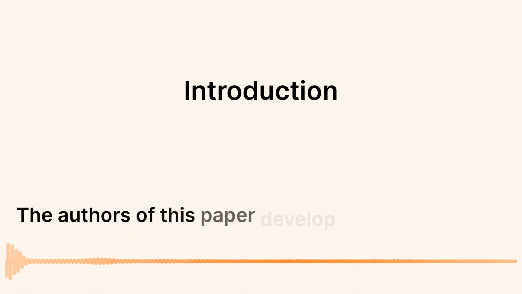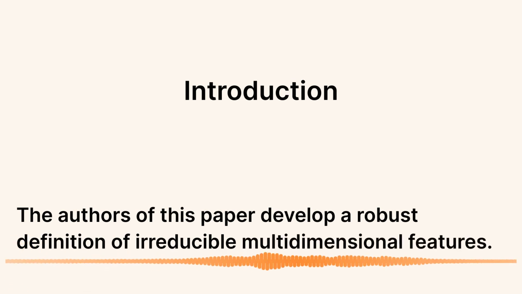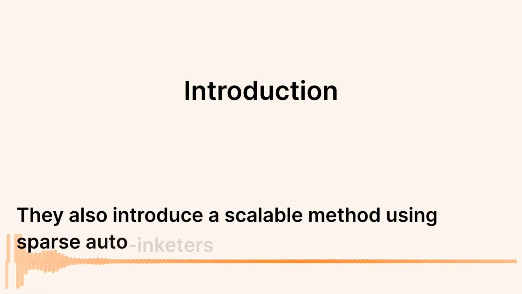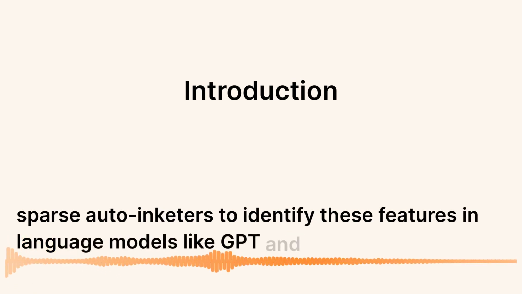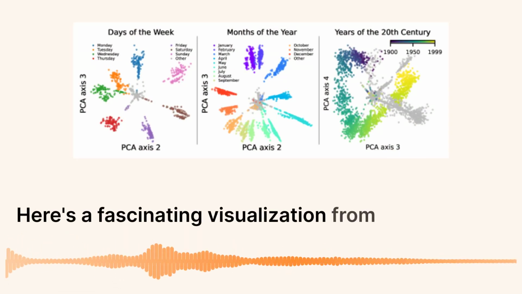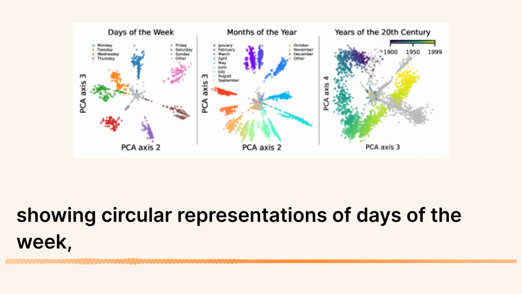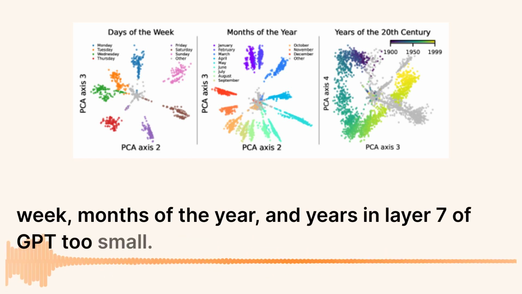The authors of this paper develop a robust definition of irreducible multidimensional features. They also introduce a scalable method using sparse autoencoders to identify these features in language models like GPT and Mistral 7b. Here's a fascinating visualization from the paper showing circular representations of days of the week, months of the year, and years in layer 7 of GPT-2 small.